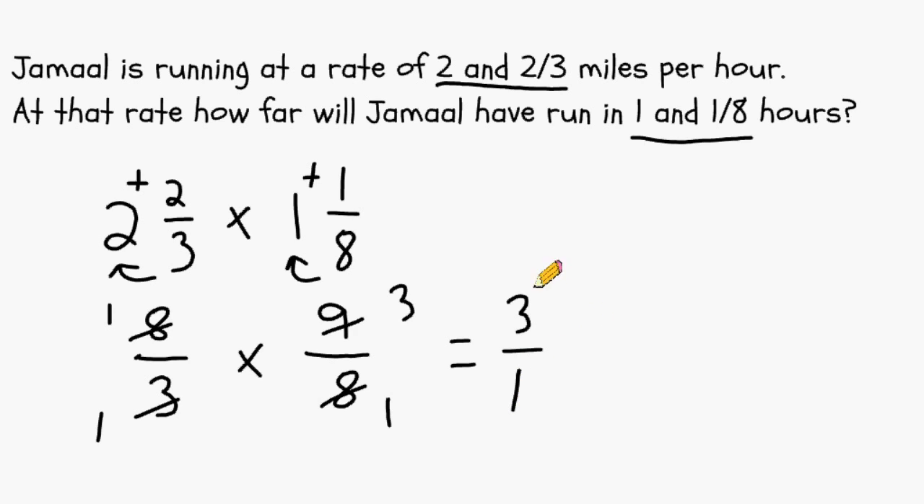Now, 3 over 1 is an improper fraction, so we have to simplify. And whenever simplifying any improper fraction, divide the numerator by its denominator. And 3 divided by 1 is equal to 3. So we would say that Jamal ran 3 miles in 1 1/8 hours, if he was running at a rate of 2 2/3 miles per hour.